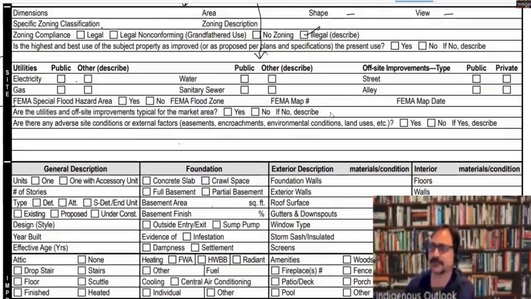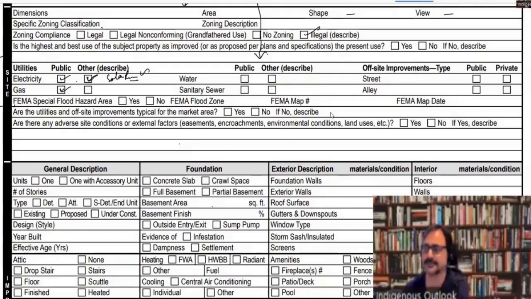So utilities, electricity, public or other. If it's public, it's fine. Gas, public or other. If other, they can say. Somebody might say, no, I'm using other, I have my own solar panel, right? We will see the solar panel document and check whether it has enough capacity to generate the electricity.